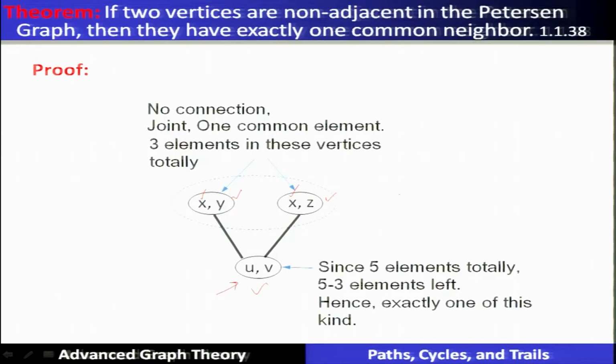Both vertices consume one element out of the five elements, namely x, and y and z consume two further elements. So, together these two vertices use three elements. Out of the five element set, two elements will remain, and these two elements constitute only one common neighbor. So, hence the theorem is stated.